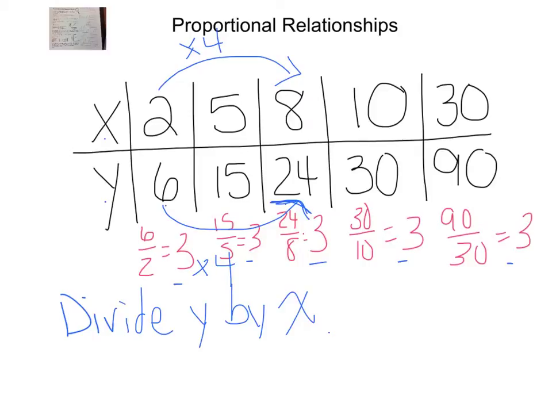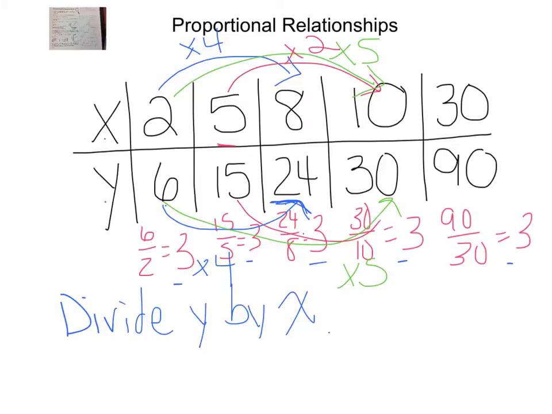Let's look at a different color here to make it stand out. If we do 2 times 5 to get 10, 6 times 5 would give me 30. And that'll work all along the way here. I can do this now with 5, and 5 times 2 is 10. 15 times 2 is 30. I know it's getting a little messy here, but I just want to show you the point. Again, the last one, 10 times 3 is 30. 30 times 3 is 90.